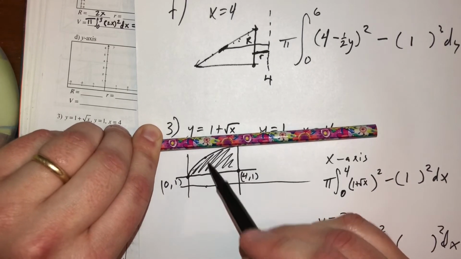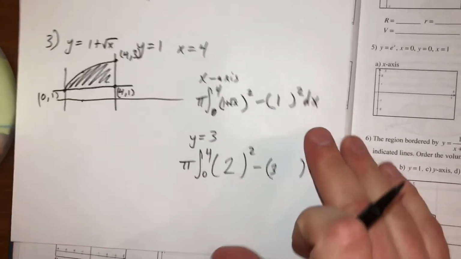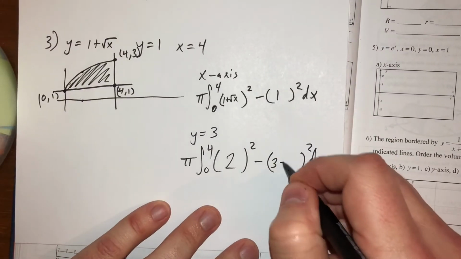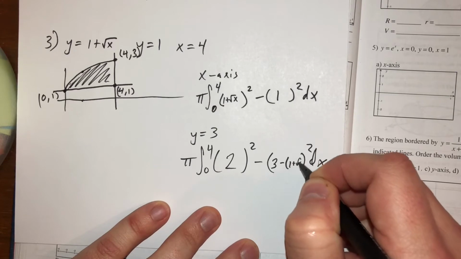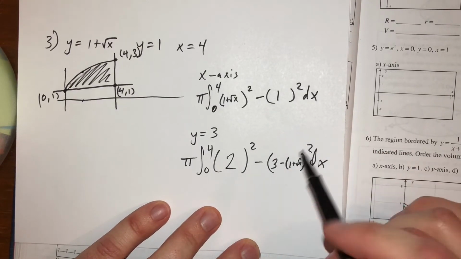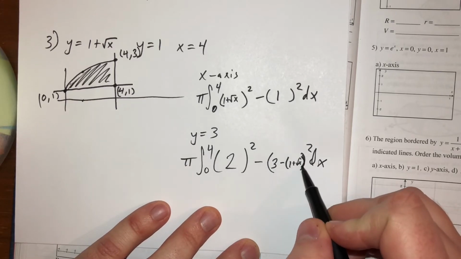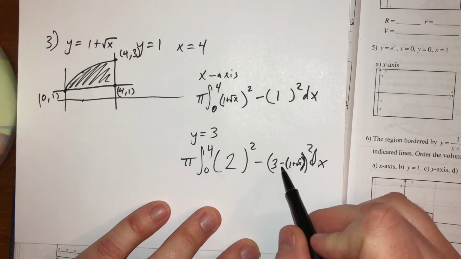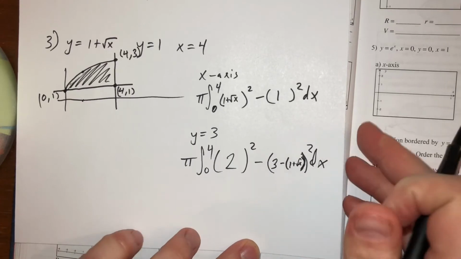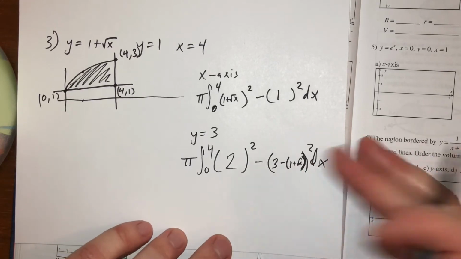Our inside one is going to be 3 minus our curve. So be careful about your parentheses, or distribute the negative before you write it or something like that. Just knowing that we have to carry things carefully. So we could say this is 2 minus root x, that'd be the same thing there.